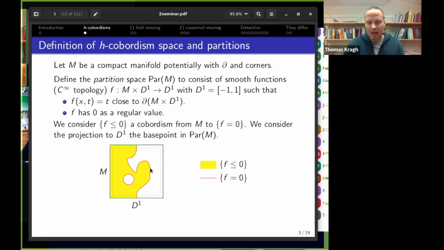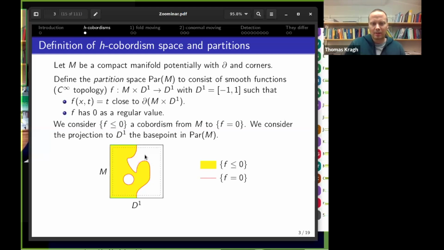So F maps this M cross the interval down to the interval, and the preimage of 0 is some smooth manifold because it's regular. And what is below 0 is something we consider a cobordism from M inside this M cross interval. So really, partition space is a space of certain cobordisms. They're embedded into this interval, so it's not all cobordisms.